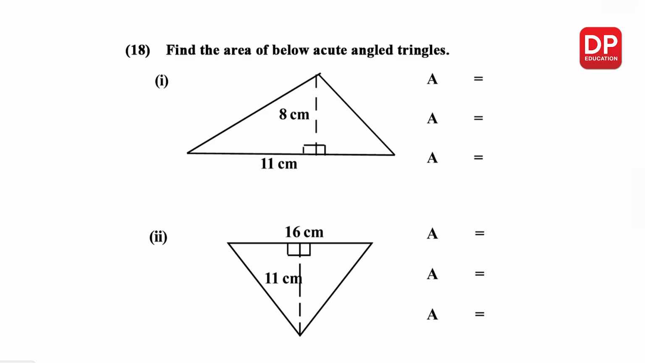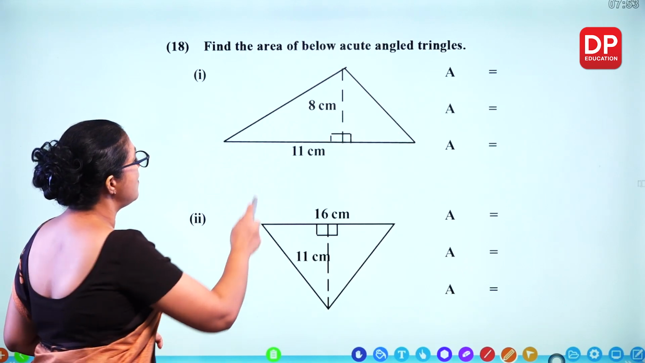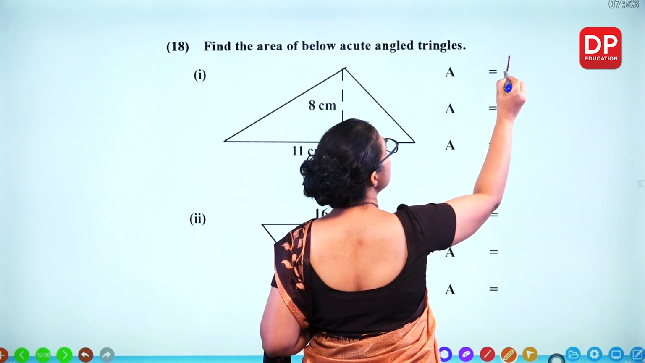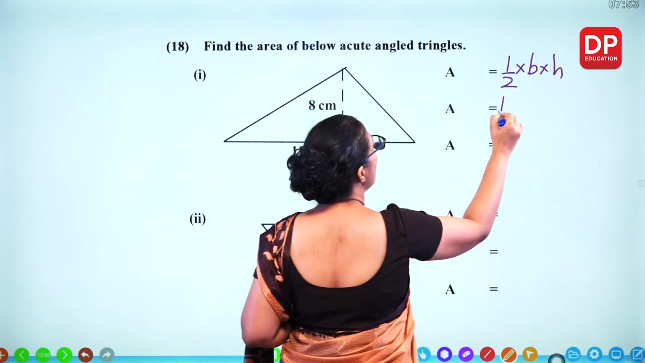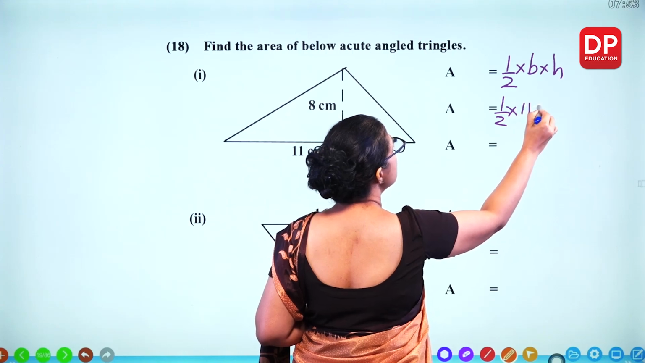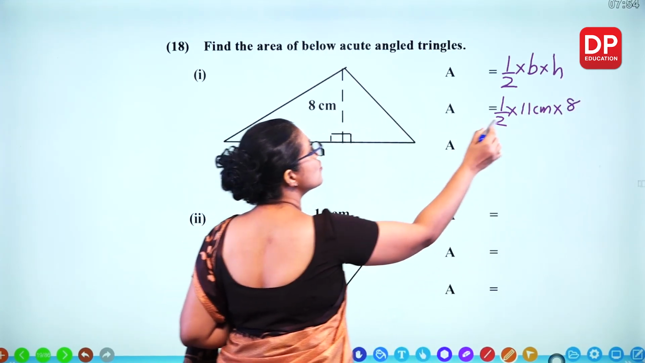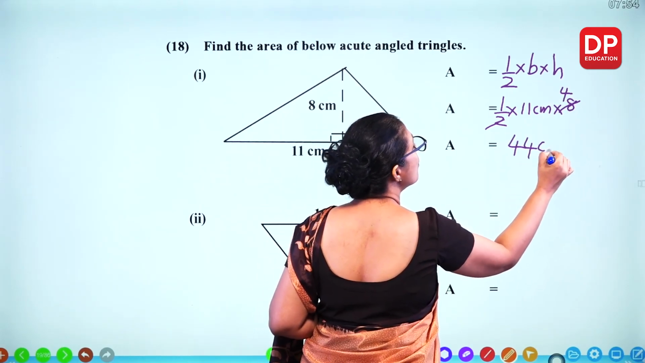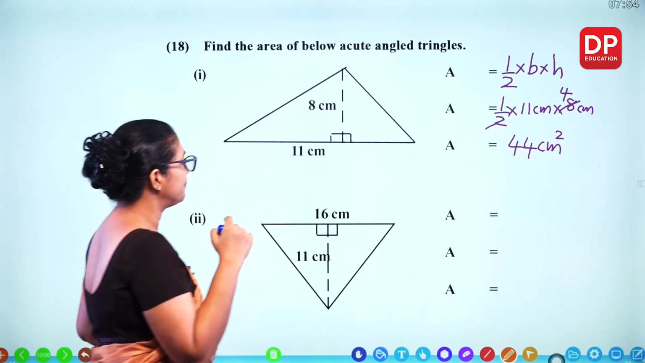So now we know we can straight away use that formula. What's the area of the acute angle triangle? Half base into perpendicular height. So you can straight away use half into BH. Half, base is 11 centimeters and H is 8. So 2 times 4, 11 times 4, 44 square centimeters for this.